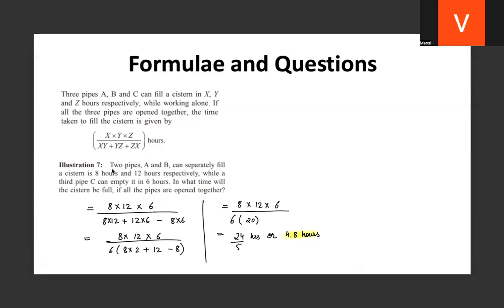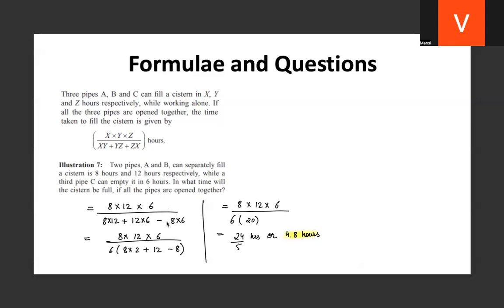Now here is a question where the language is slightly different from what we have seen. Here the two pipes A and B are separately filling the cistern in 8 and 12 hours. So the third pipe is emptying the tank. It is not filling, it is emptying. So we have to be very particular about the language of the question and also the units, whether it is given in hours or in minutes. So in what time will the cistern be full if all the pipes are open together?